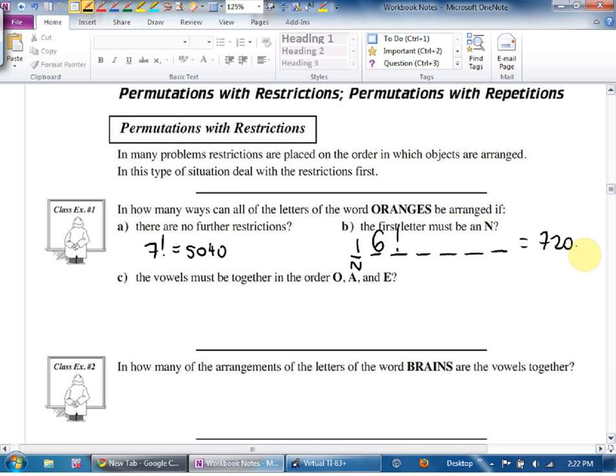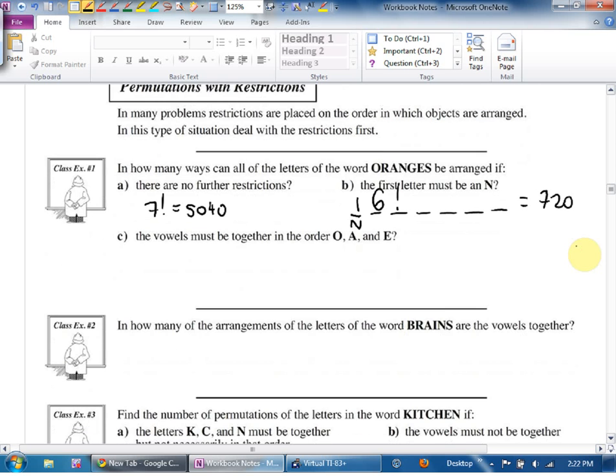Okay, the weird one, because we've done like A and B already. The weird one is C. The vowels must be together in the order O, A, and E. In that order, side by side. This is where I think my little Scrabble grab bag analogy works great. Because here's what I'm going to do. I'm going to imagine a weird Scrabble tile that has O, A, E on it. That's one weird letter. And then I also have an R, an N, a G, and an S. If I force these three to be side by side in that order as one Scrabble tile, how many letters are there in the grab bag? Not 7. How many? 5.